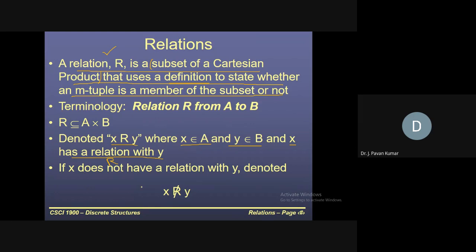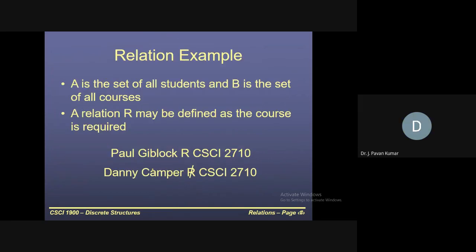Suppose we denote it like this: X R Y. All X comma Y may belong to the Cartesian product, but it does not belong to this particular relation. Understand the difference here? X is not having any relation with Y. Is this clear? Yes, sir.